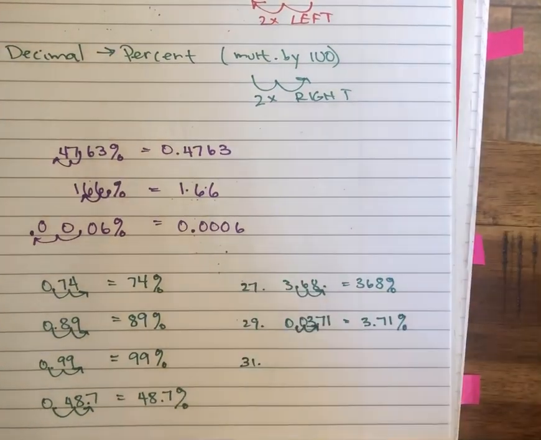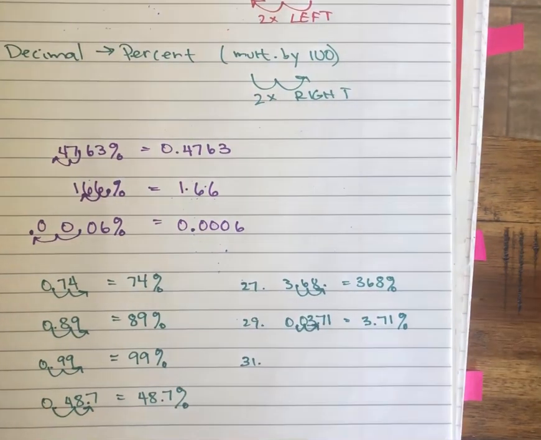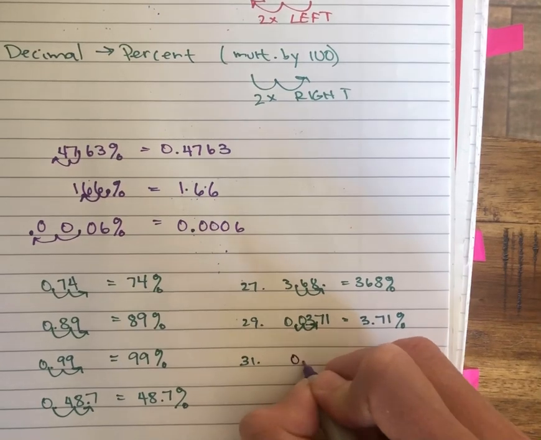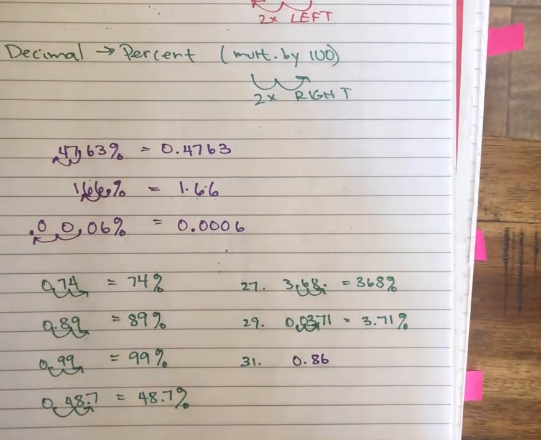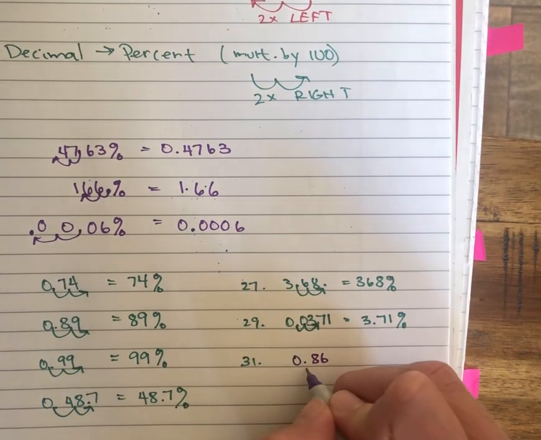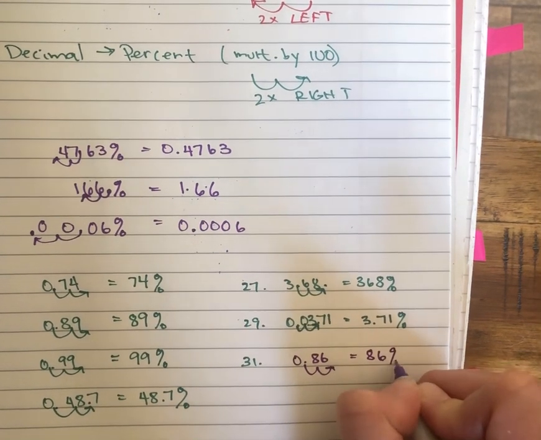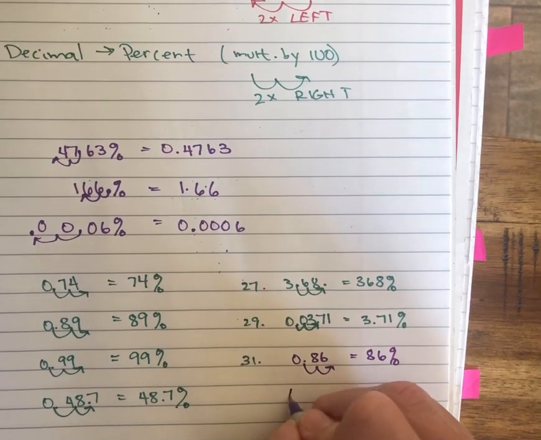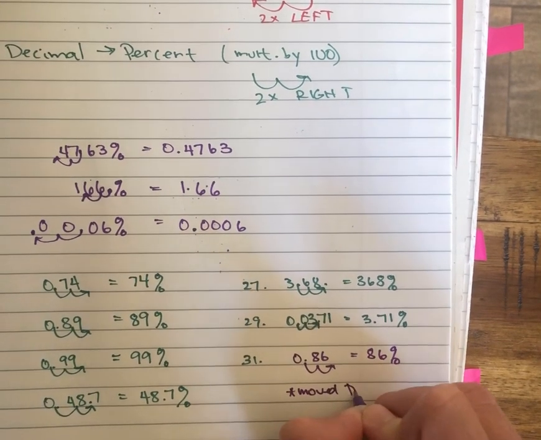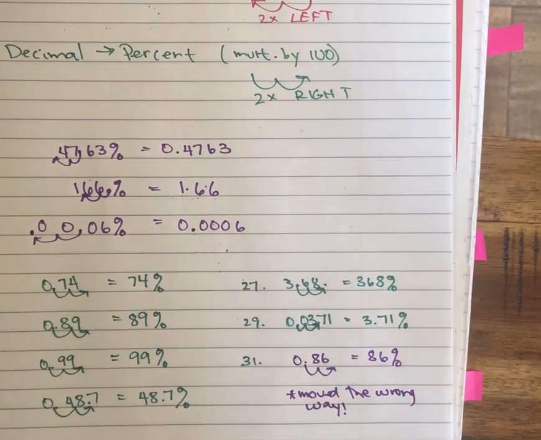31. 31 asks us to describe and correct the error in writing 86 hundredths as a percent. So it gives us a decimal to begin with. So anytime we want to get it to a percent, we have to multiply by 100. We have to move it 2 times to the right to get 86%. What they did is they moved the wrong way. In other words, they divided when they should have multiplied, okay?